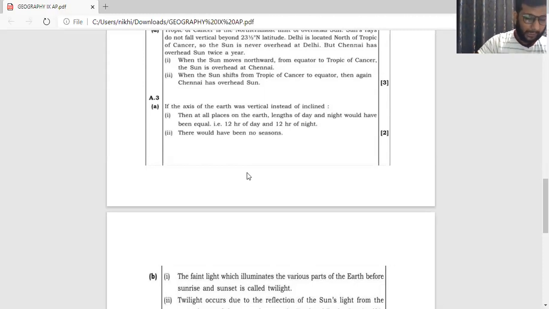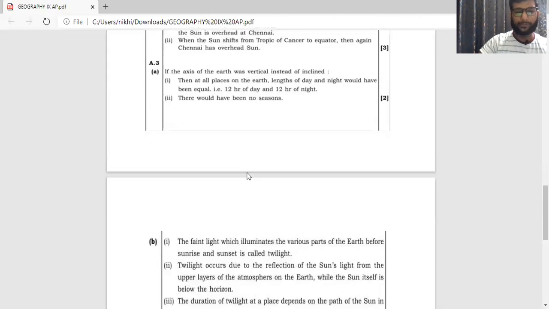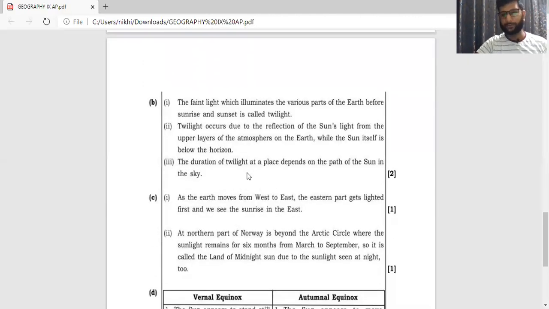The next question is, what is twilight and how does it occur? The faint light which illuminates the various parts of the earth before sunrise and after sunset is called twilight. Twilight occurs due to the reflection of the sun's light from the upper layers of the atmosphere on the earth, while the sun itself is below the horizon. The duration of twilight at a place depends upon the path of the sun in the sky. And accordingly, you get to see the illumination and you also get to see twilight, right?